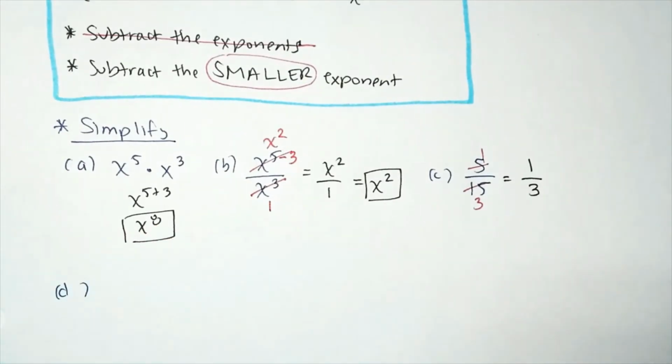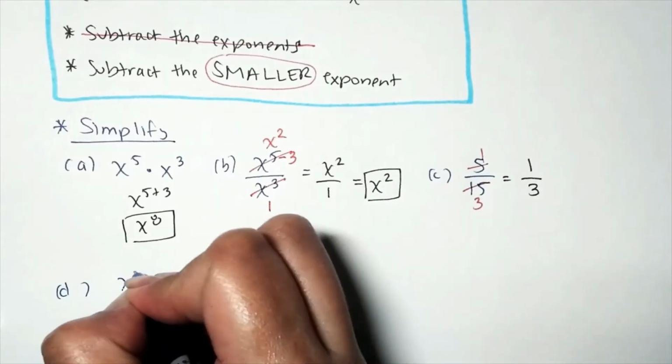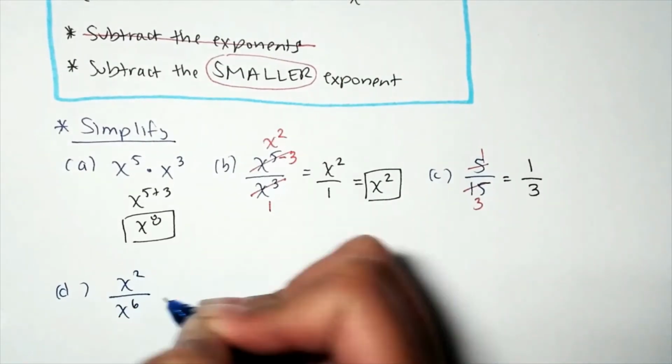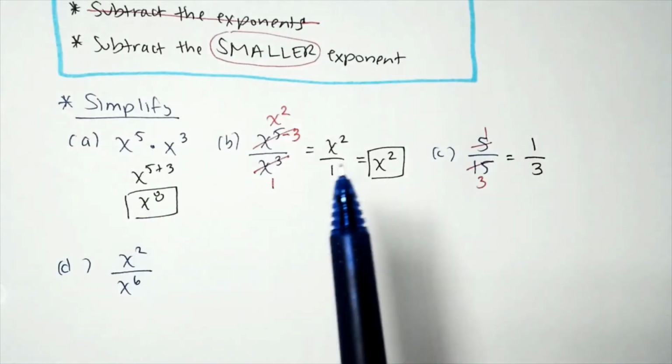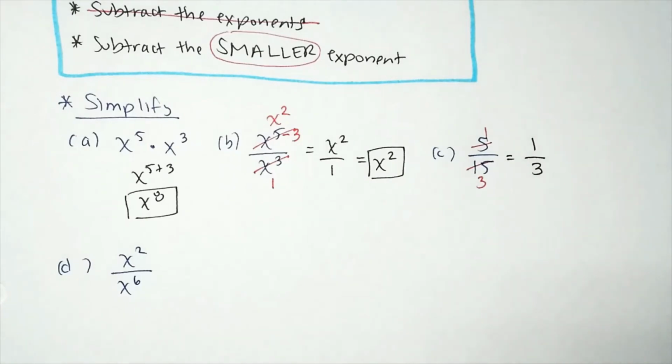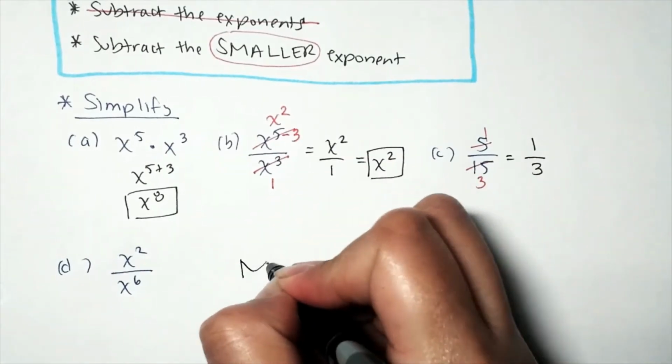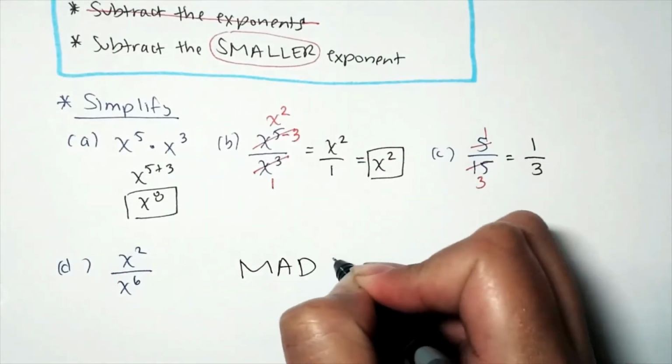Problem D, we have x squared over x to the 6th. We're dividing two things that have the same base. Then I think, oh man, with so many rules, I forget. Am I supposed to add the exponents? Am I supposed to subtract the exponents? All these silly exponent rules, they make me so mad. But we're going to pretend we have bad English. So I'm going to say, silly exponent rules, they make me so mad.